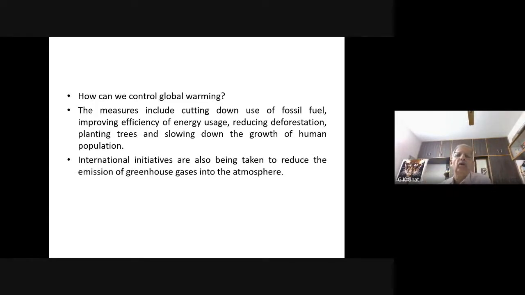How can we control global warming? The measures include cutting down use of fossil fuels. We have to minimize it. You may ask why, sir, what is the relation? I'll tell you. We have to bring down use of fossil fuels, improve efficiency of energy usage, reduce deforestation, plant trees, and slow down the growth of human population. Fossil fuel includes your petrol, diesel, and all.